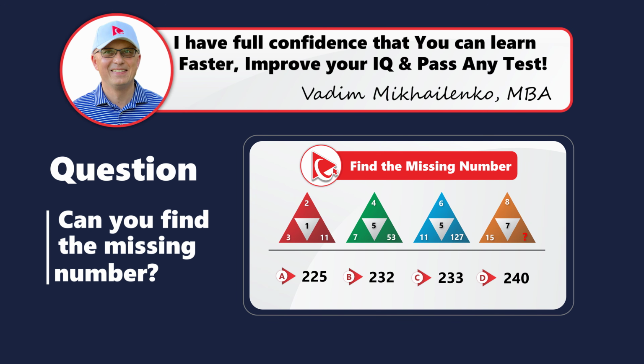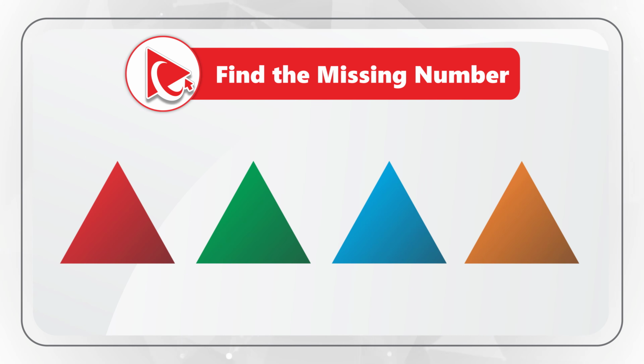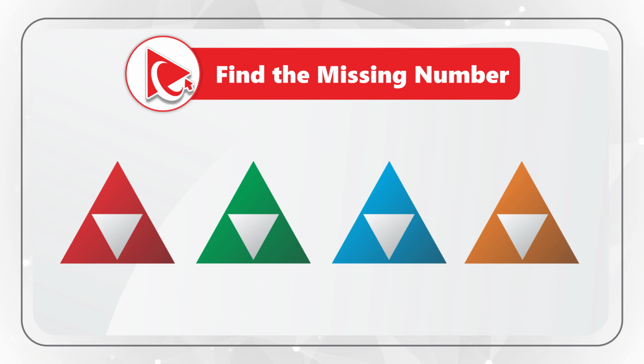Here is the famous 4-square triangle question that you frequently see on the test. You are presented with 4 triangles. In each triangle, there is a smaller triangle which breaks it down into 4 parts. Each part has a number, and in one small triangle, the number is missing.